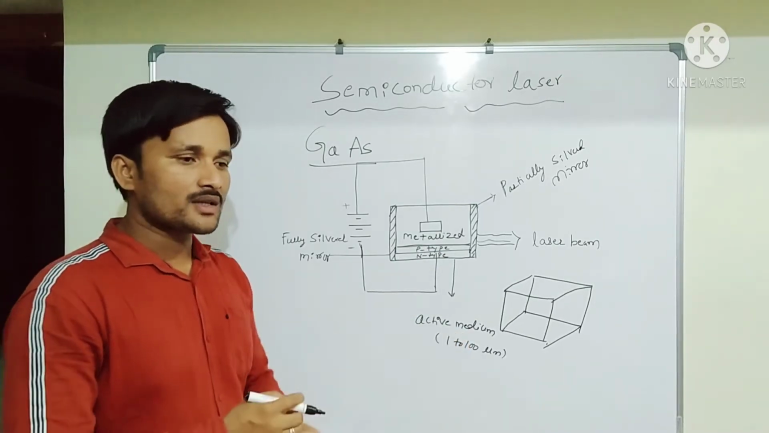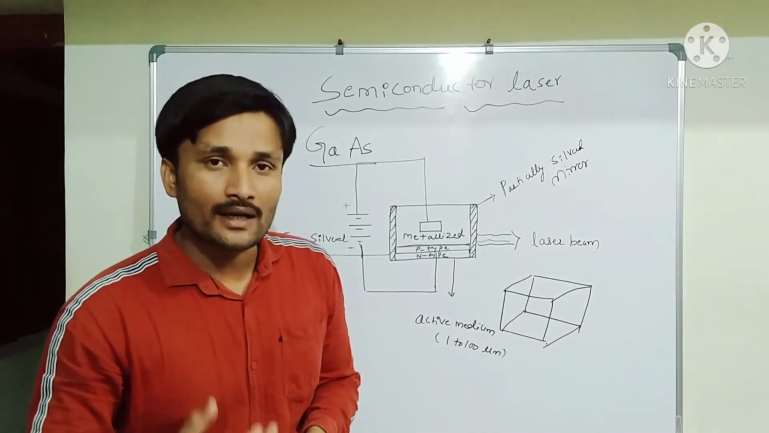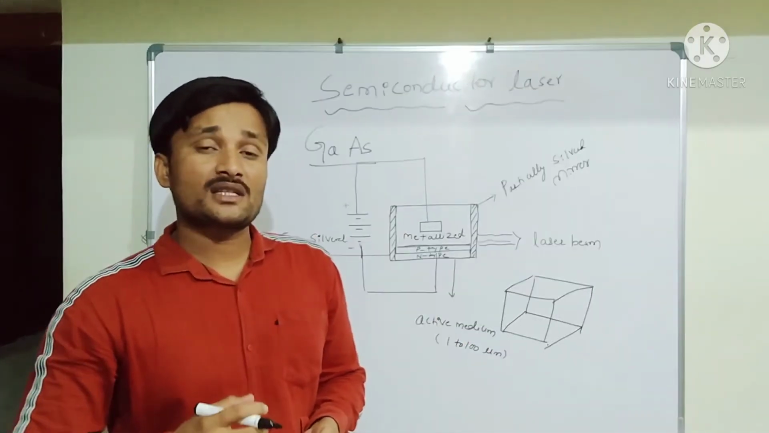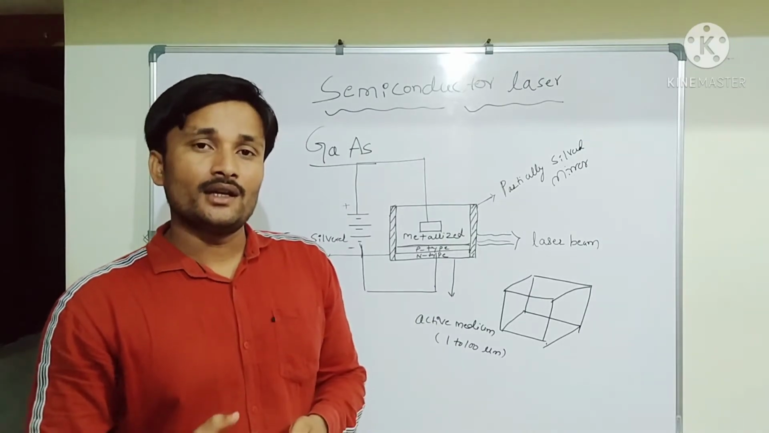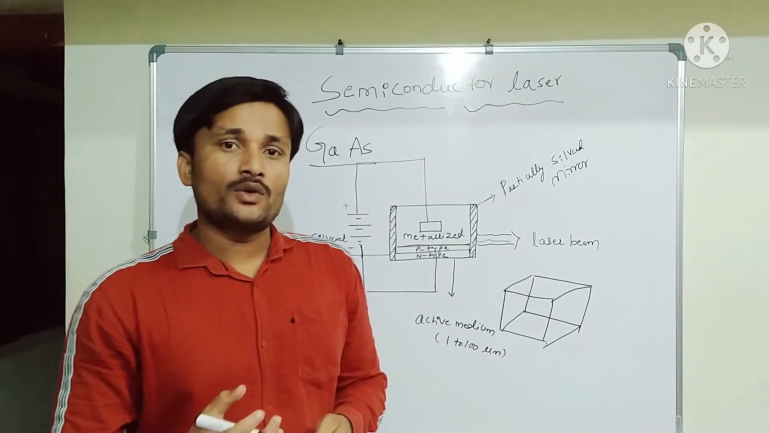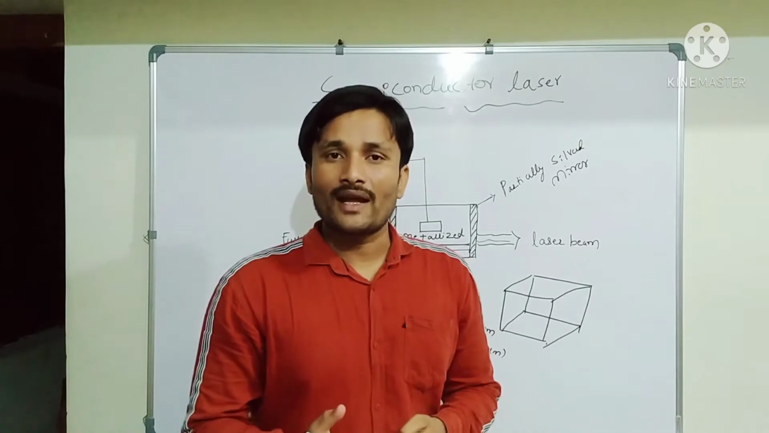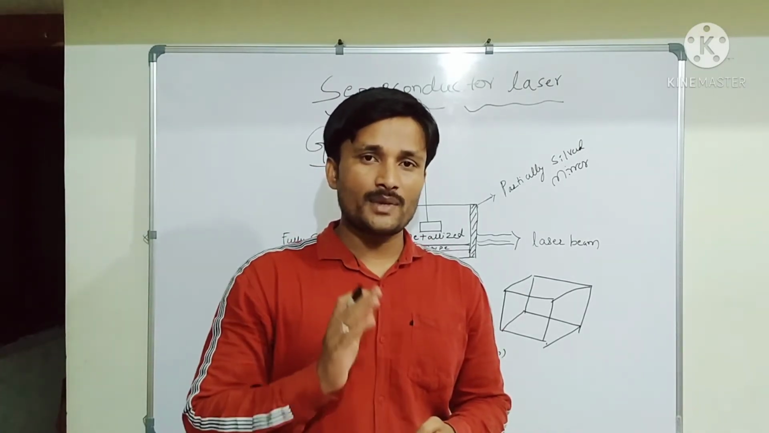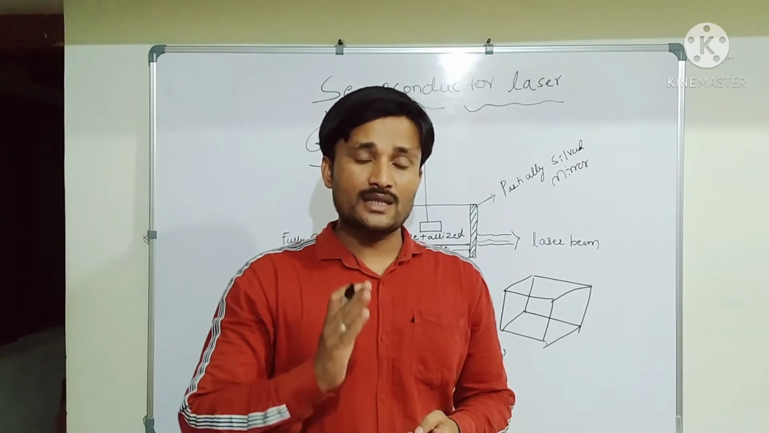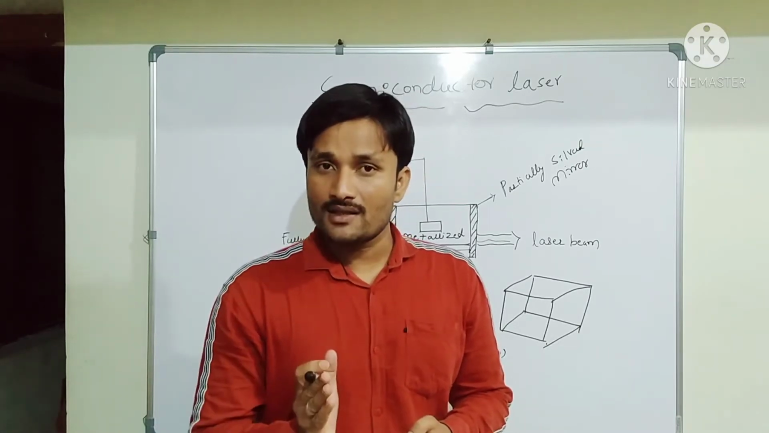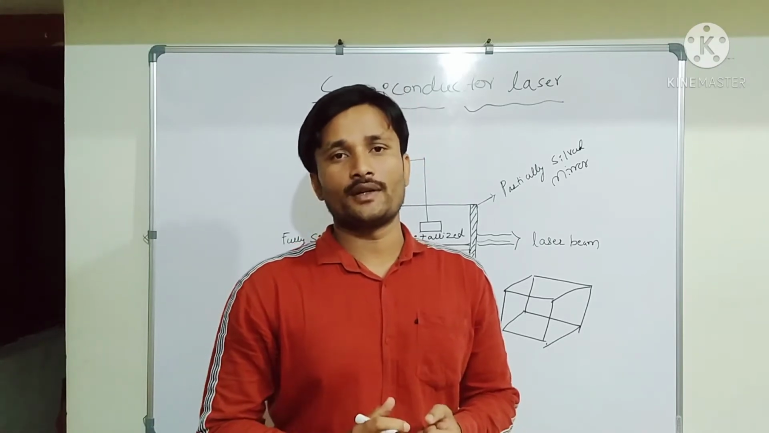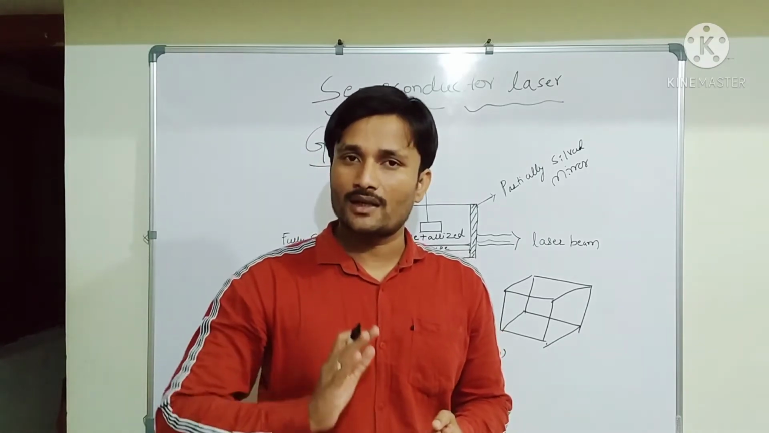Now first I will define what a semiconductor laser diode means. A semiconductor laser diode is a specially designed PN junction diode to emit a coherent beam of light in forward bias condition. Clear? A semiconductor diode laser means a specially designed PN junction device which emits a coherent beam of light when it is in forward bias condition. This is called a semiconductor diode laser.